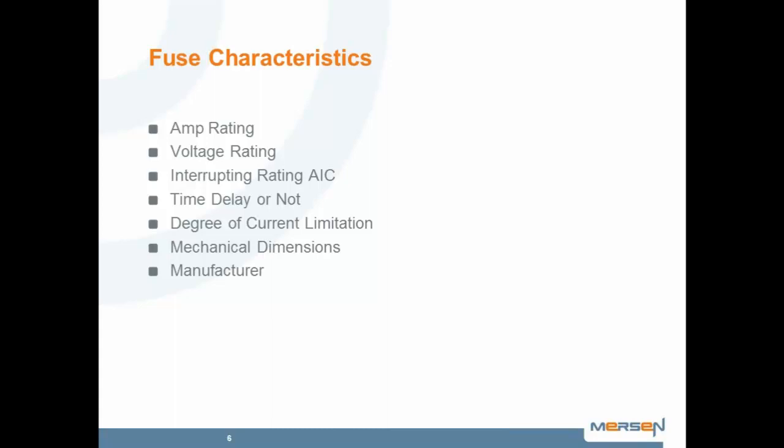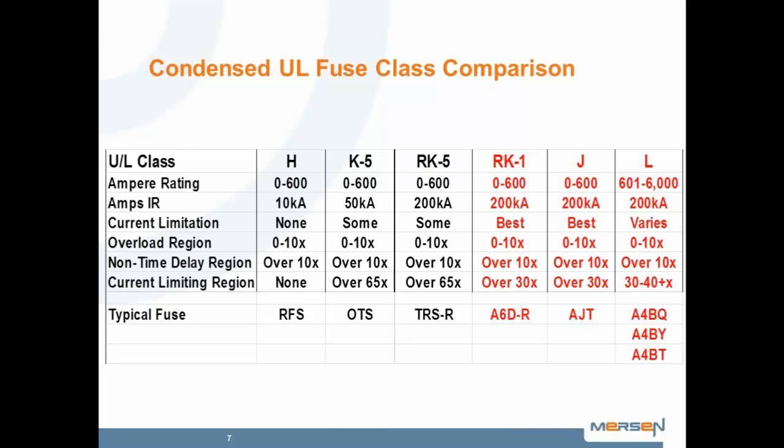Time delay or not, we will get into that in the time delay portion or band of the time current curve. And we are going to really get into degree of current limitation in this talk. Not so much the mechanical dimensions or the manufacturer. We are going to try to keep the advertising down to a bare minimum. So this is a condensed UL fuse class comparison.